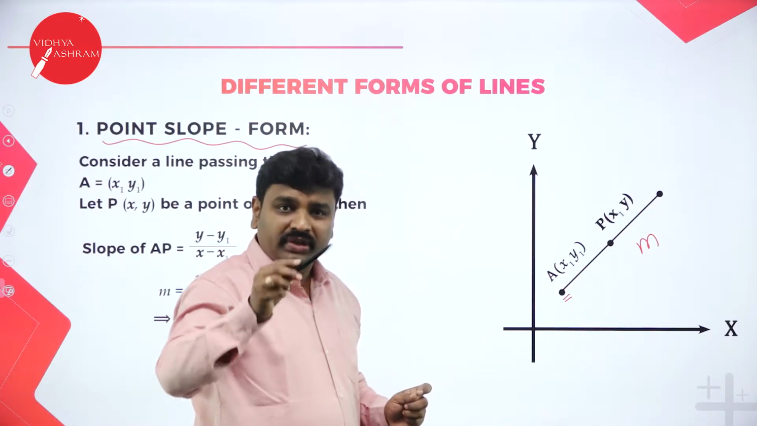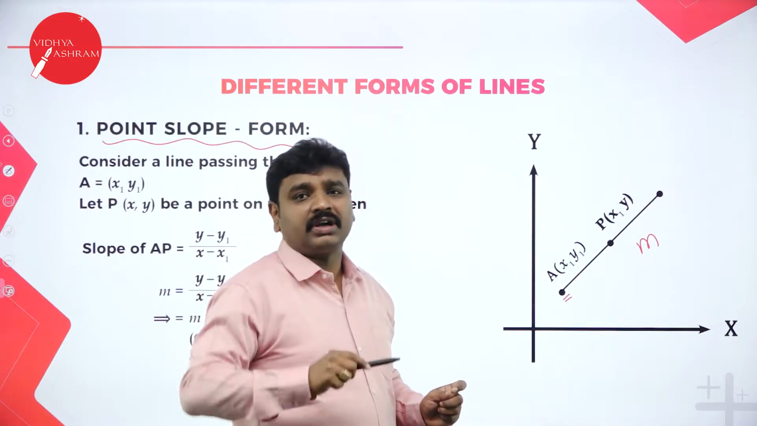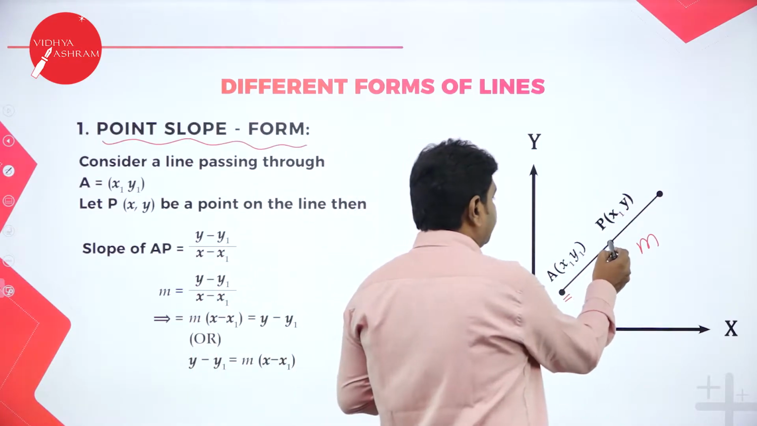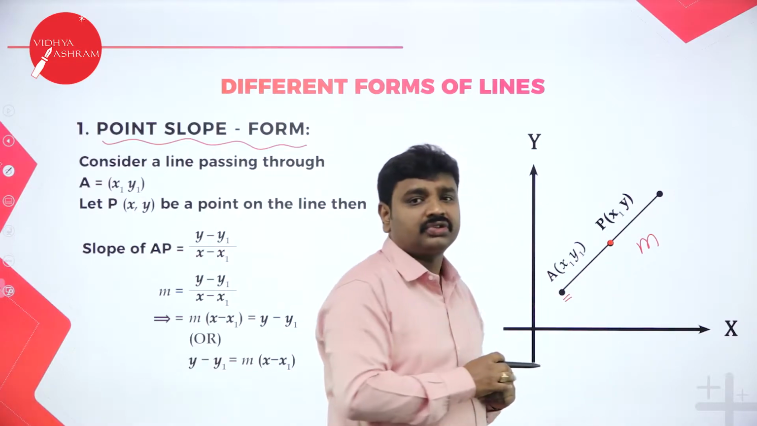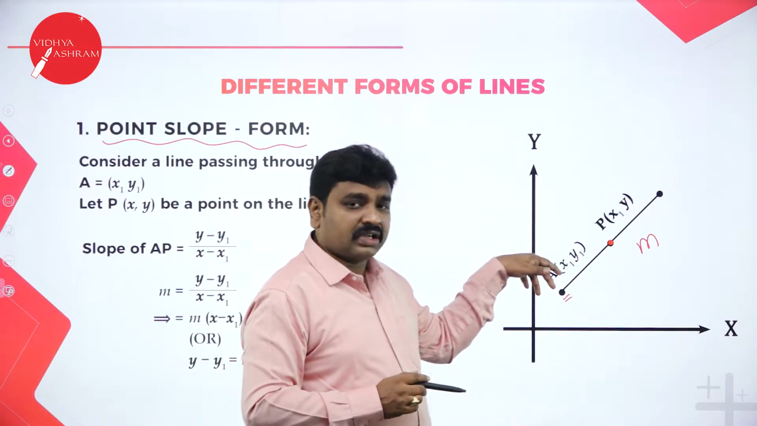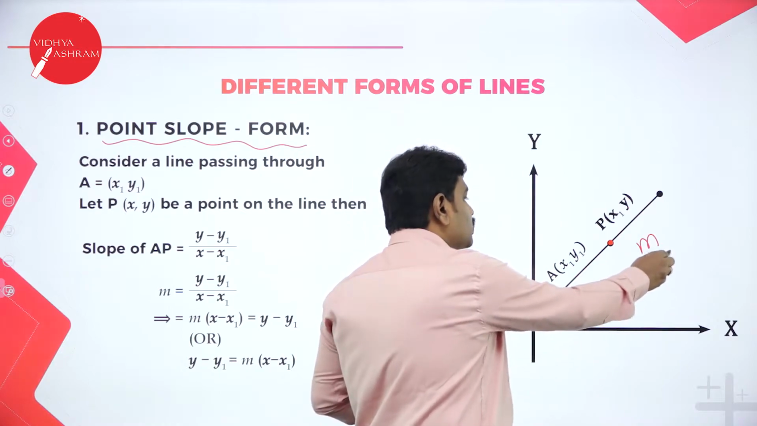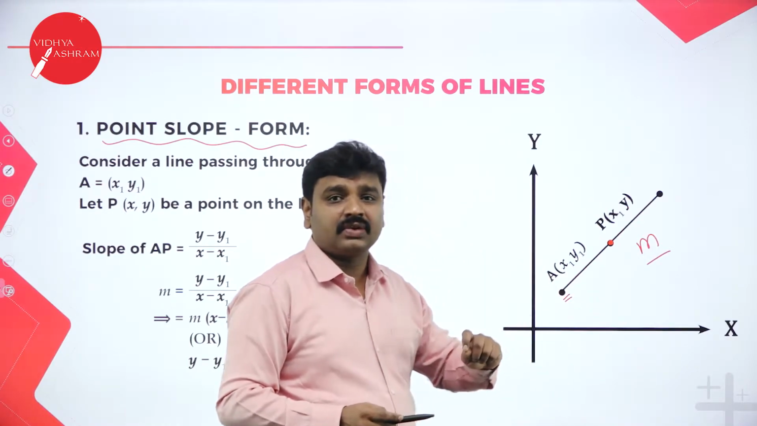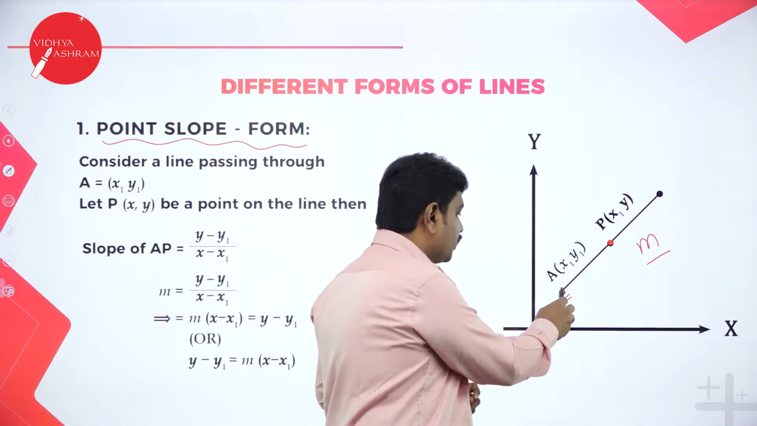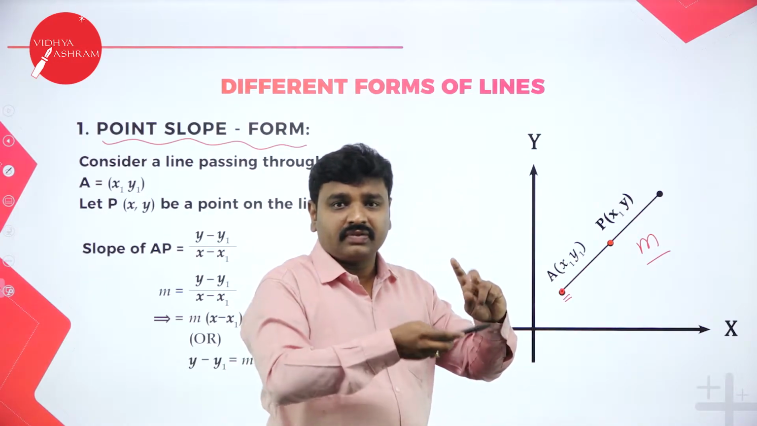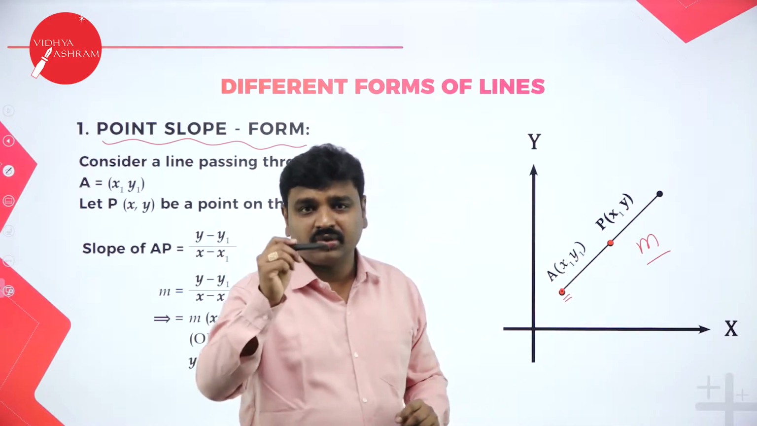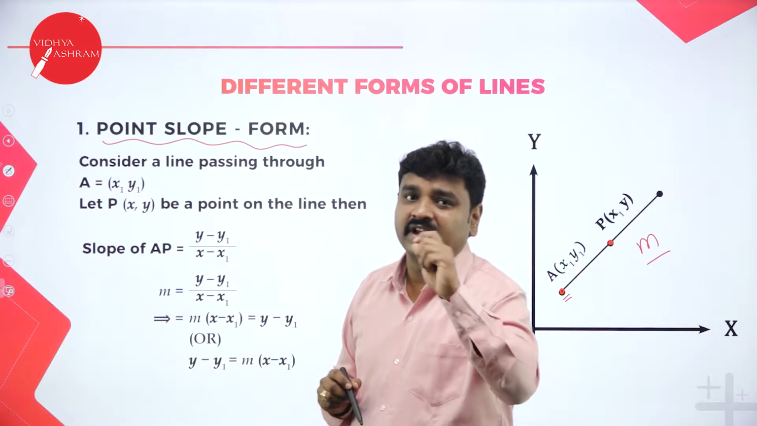To derive, we'll take one arbitrary point. Means take any point on the line. So I'll take point P here. This is one arbitrary point we have chosen. So we have taken a line and its slope is known. What is the slope of the line? m. And we also know the point on the line, A (x1, y1). We know point on the line, we know slope. And I'm assuming another point P. Now I need to derive equation of line.